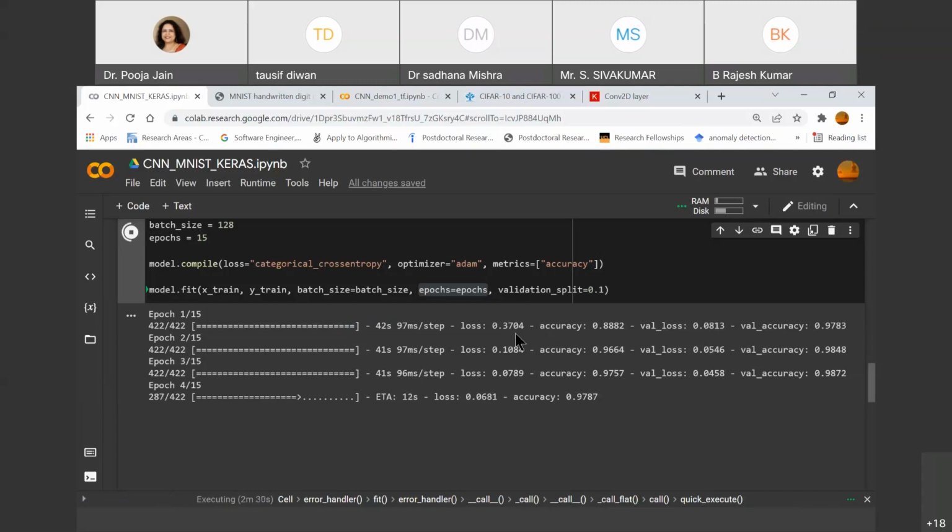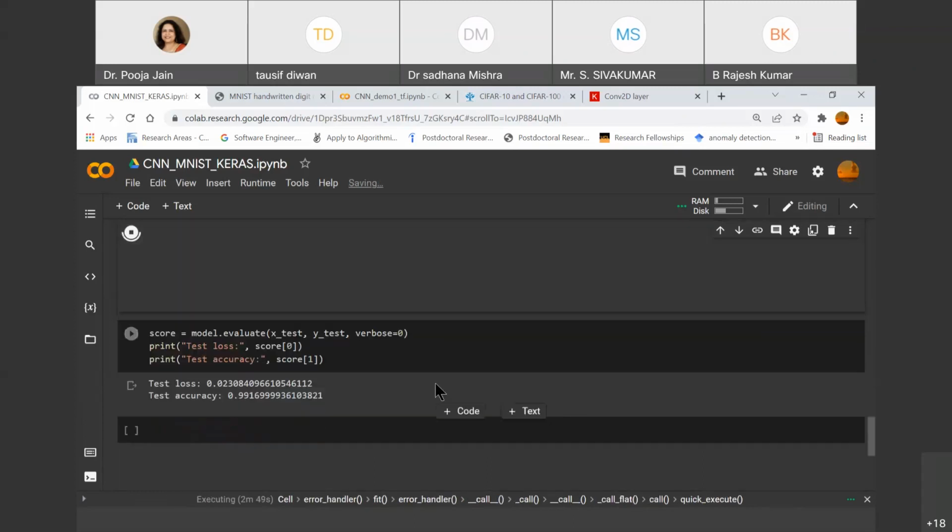You just look at this. Here the loss is getting reduced and the training accuracy is getting increased. Moreover, you can see that the validation loss is also getting reduced and validation accuracy is also getting increased. It will take time, we are running it for 15 epochs. At the end, we will evaluate the model.